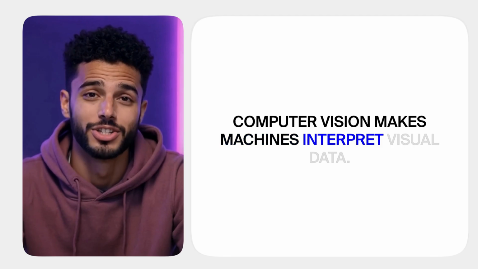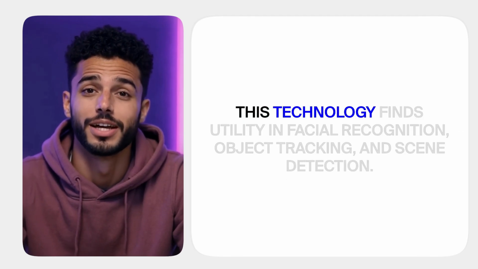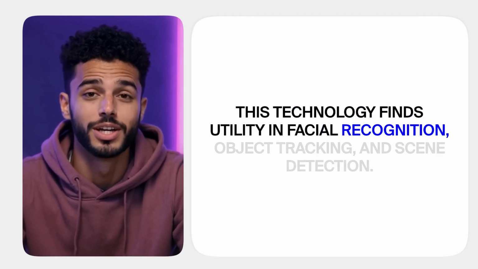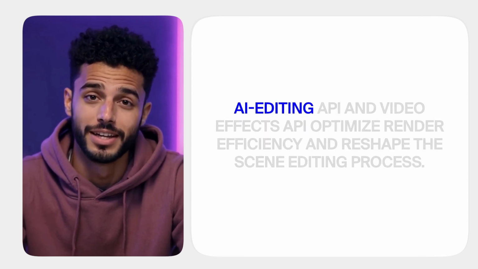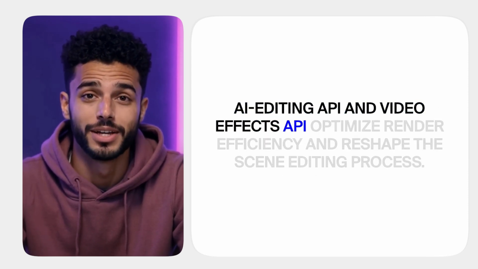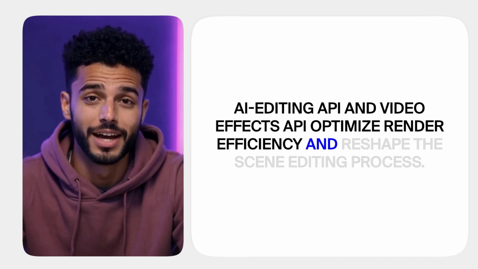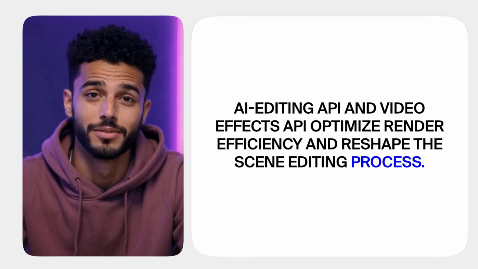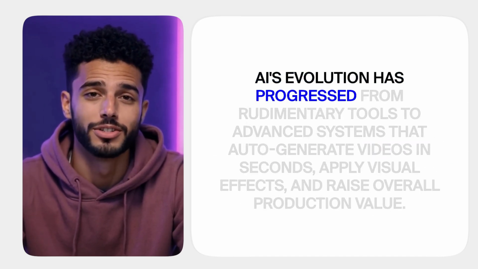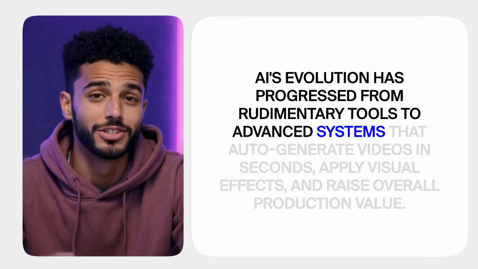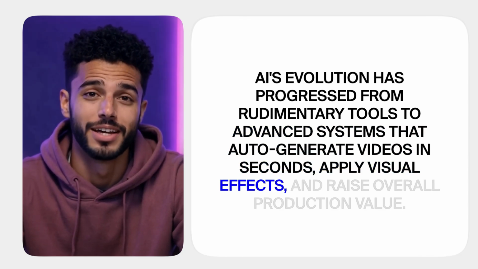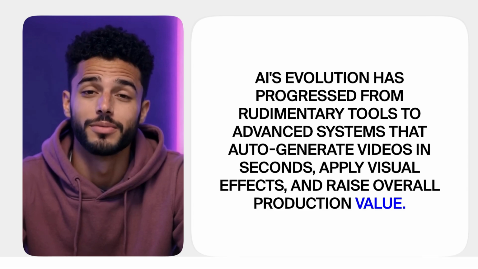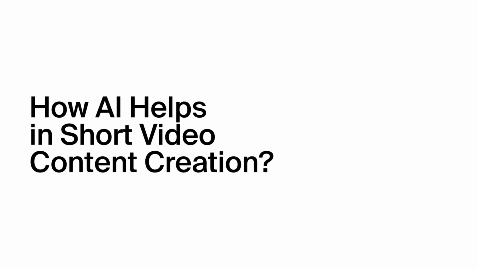Computer vision. Computer vision makes machines interpret visual data. This technology finds utility in facial recognition, object tracking, and scene detection. AI editing API and video effects API optimize render efficiency and reshape the scene editing process. AI's evolution has progressed from rudimentary tools to advanced systems that auto-generate videos in seconds, apply visual effects, and raise overall production value.